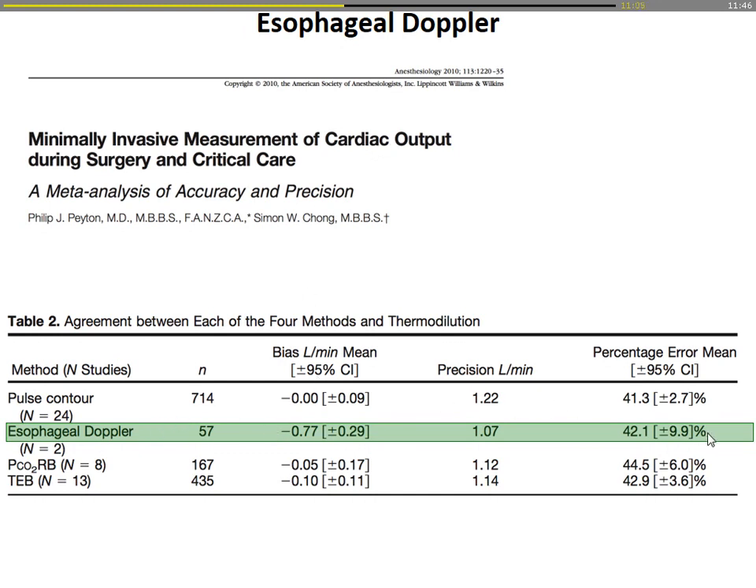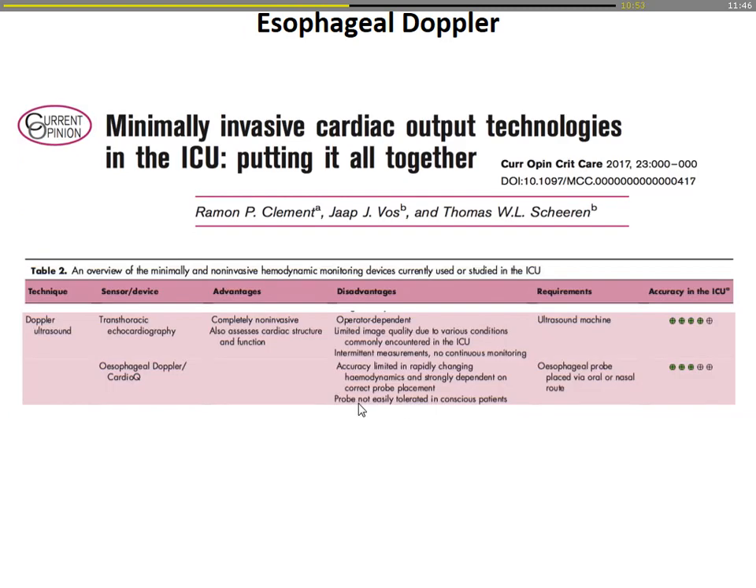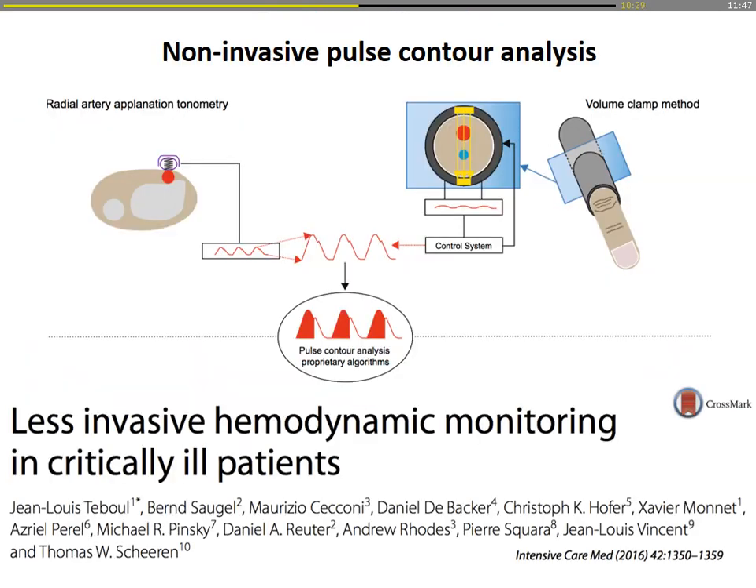From this meta-analysis, again, percentage error was 42%, so similar to these techniques we just discussed previously, and not acceptable compared to accuracy with absolute measurements. And these are the results from our review we just published. The esophageal Doppler is quite popular, but the accuracy might not be sufficient for the ICU, and especially in patients who are not sedated very deeply, these probes are not tolerated very well.